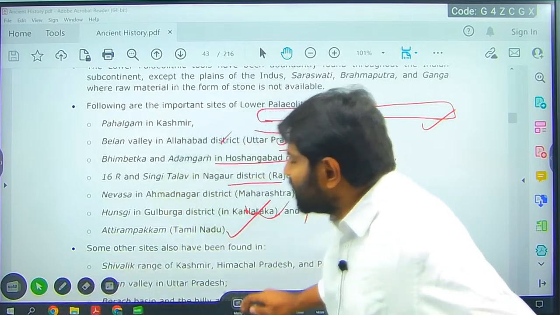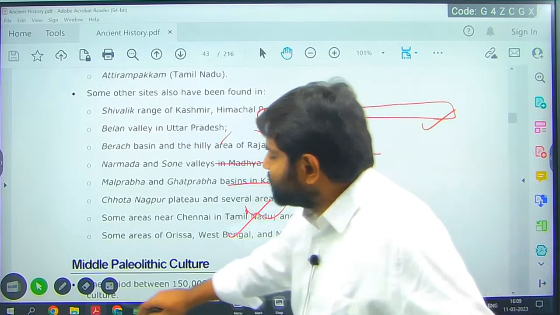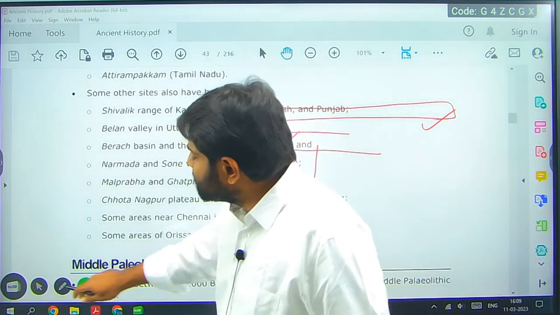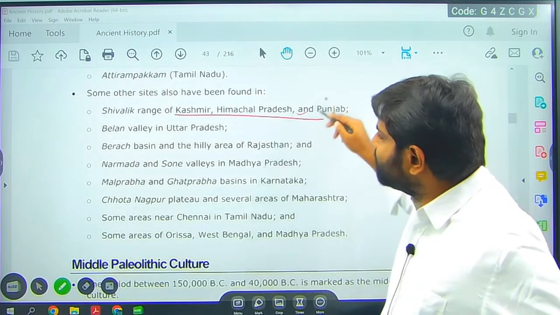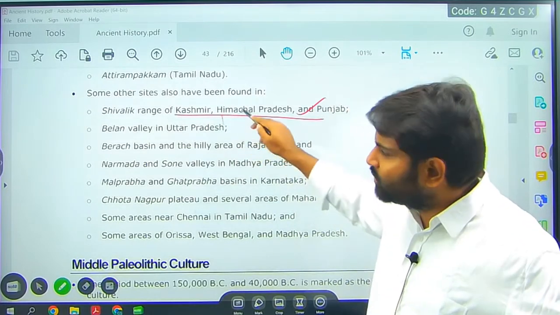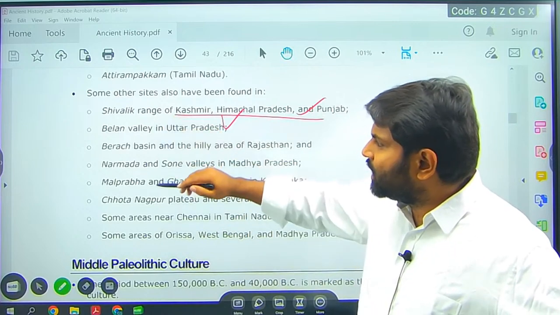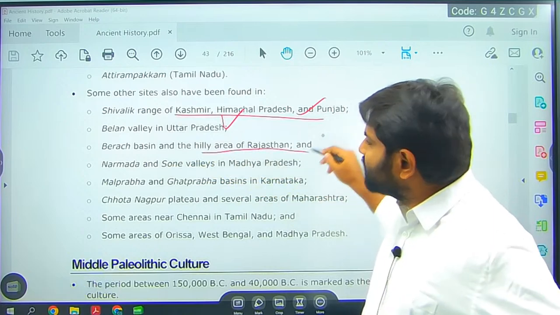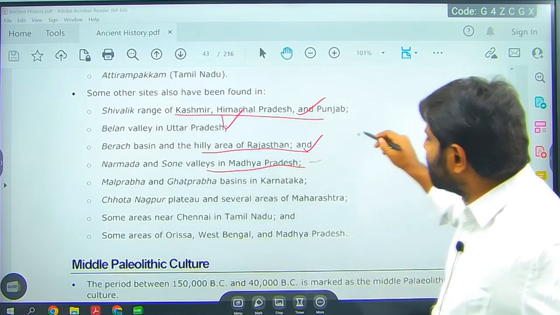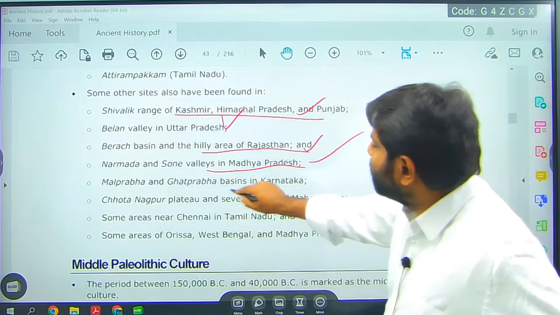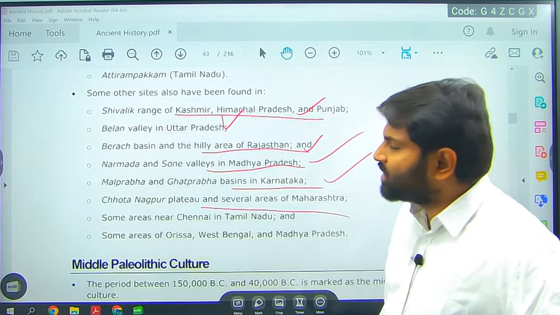So if you try to see the ranges in which these are there, some other sites which are found, if you see the Shivalik ranges in the Himalayas, Shivalik ranges are where we have Kashmir, Punjab, Himachal Pradesh. These are different sites which are available. Belan Valley in Uttar Pradesh, and Barach Basin and hilly areas of Rajasthan, Narmada and Son valleys in Madhya Pradesh, as we saw Bhimbetka, and Malaprabha and Ghataprabha basins of Karnataka, Gulbarga, Chota Nagpur plateau and several areas of Maharashtra.